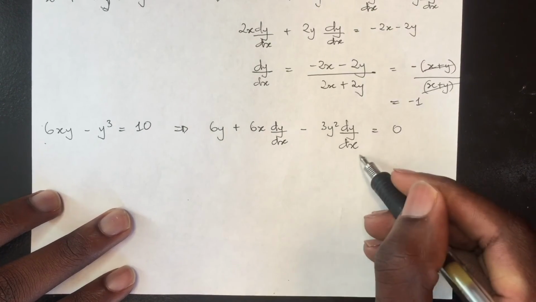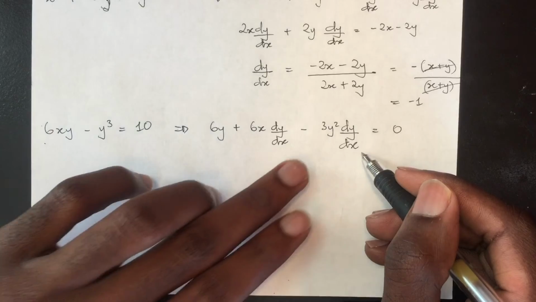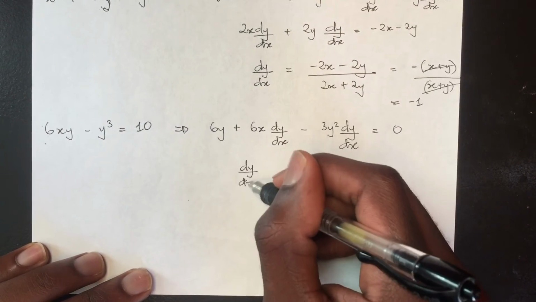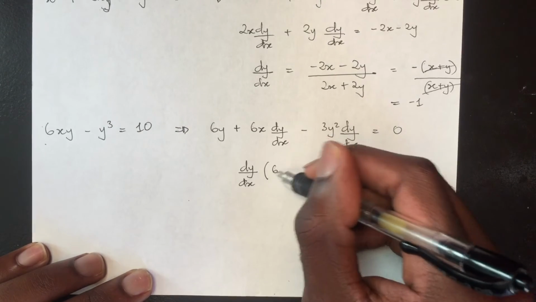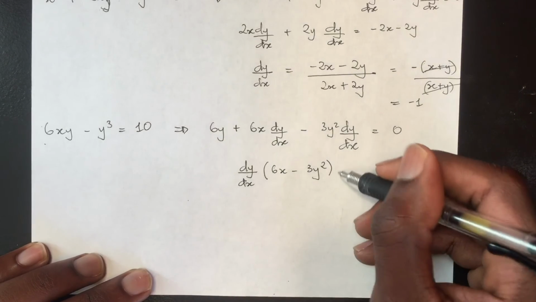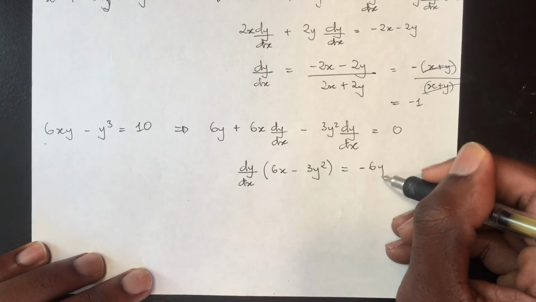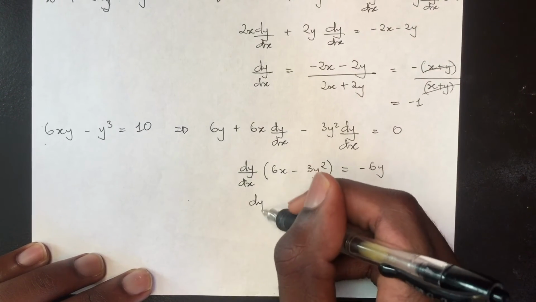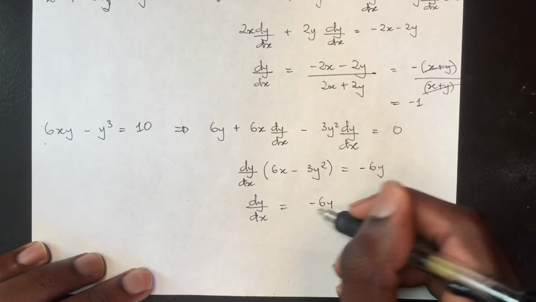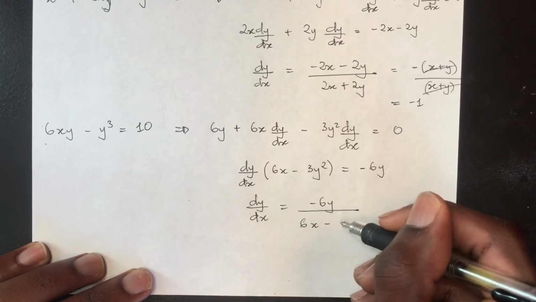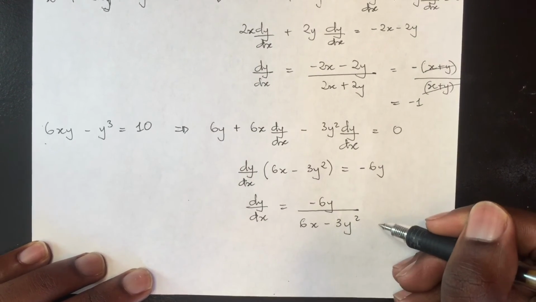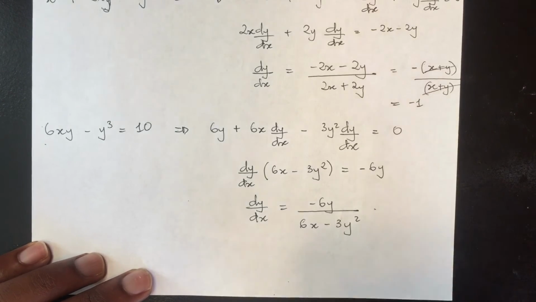Now we want dy dx to be left alone. Factorizing out dy dx, we're going to have dy dx times 6x minus 3y squared, and then sending the 6y to the other side, negative 6y. And then we end up with dy dx equals negative 6y all over 6x minus 3y squared. And yet again, that is basically your answer.